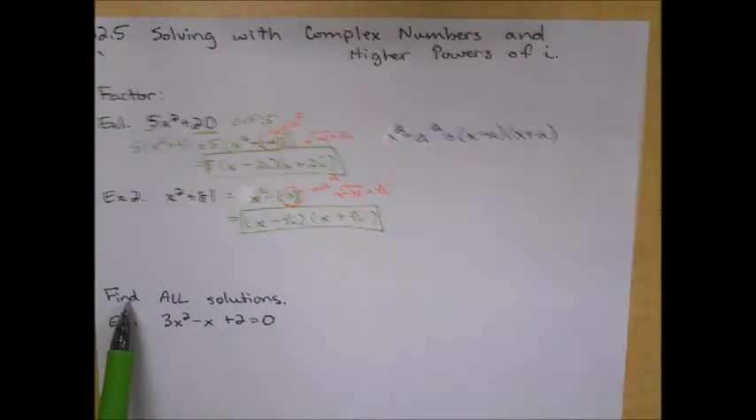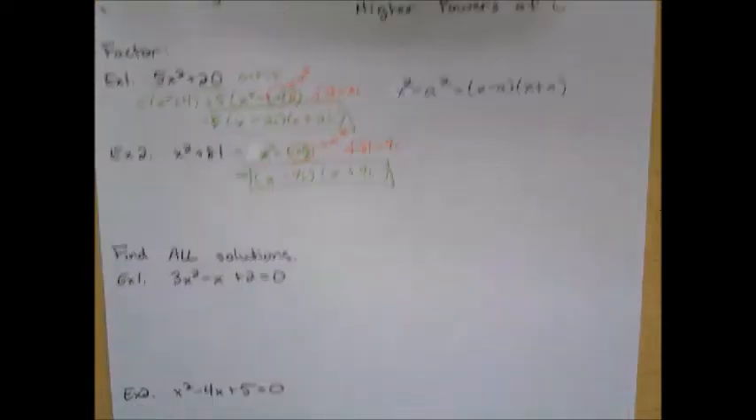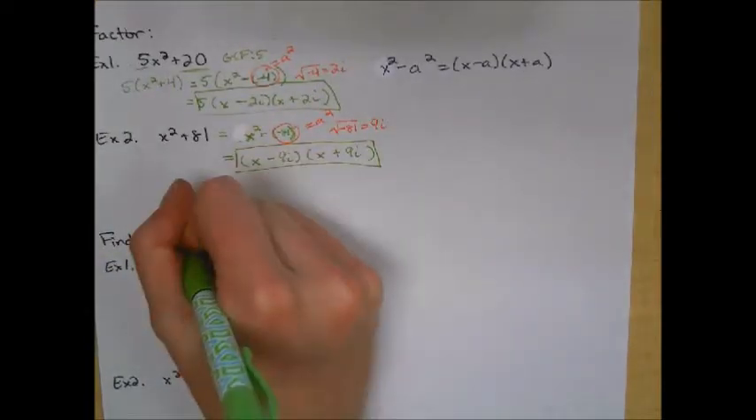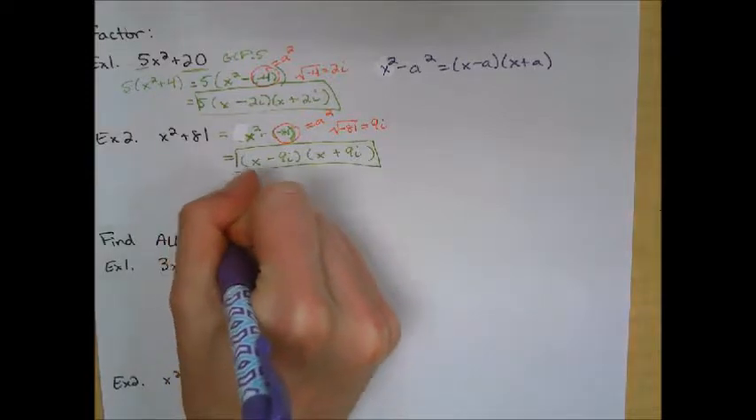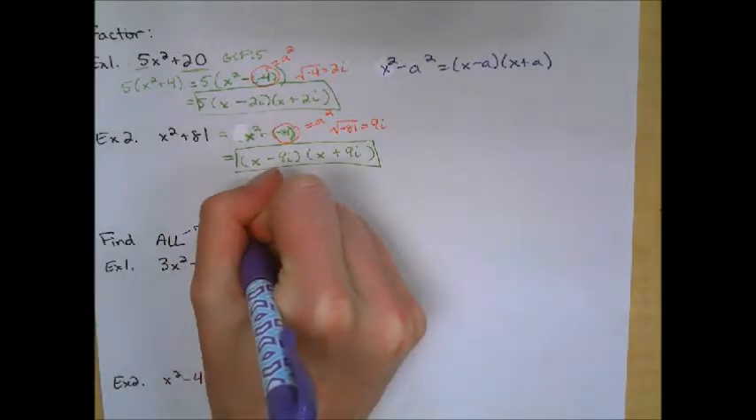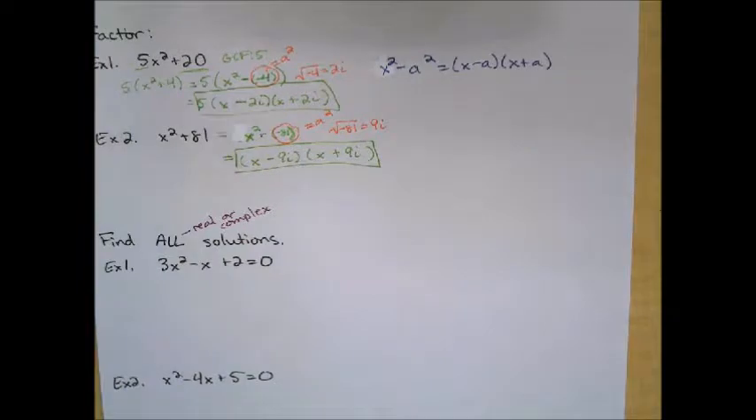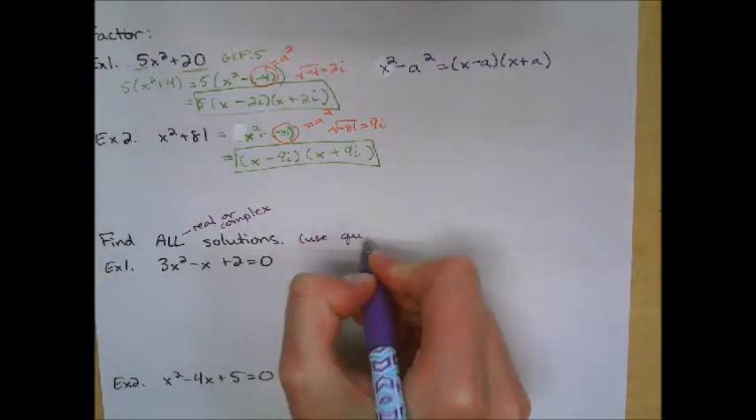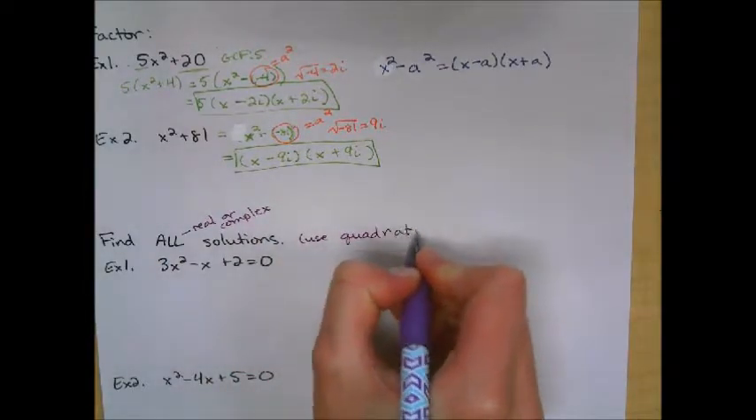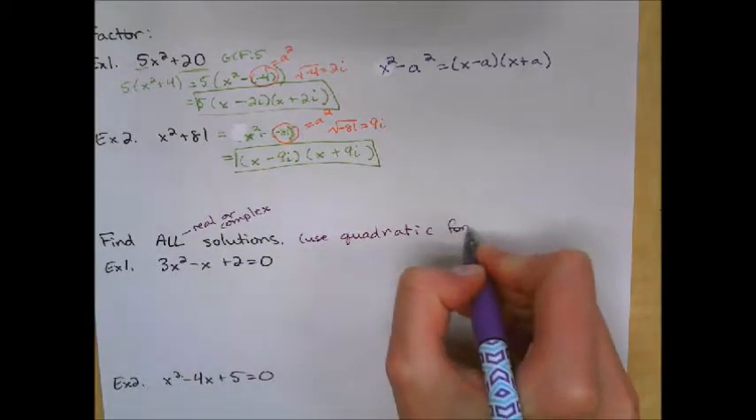Now we're going to be finding all solutions. This means we can have real or complex solutions. That means now we can take the square root of a negative number. The best way to do this is to use the quadratic formula.